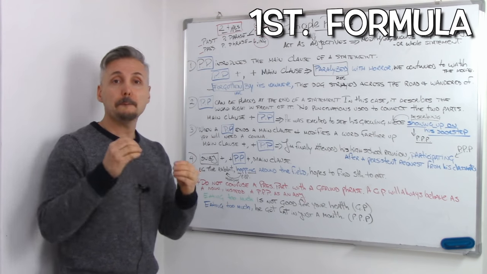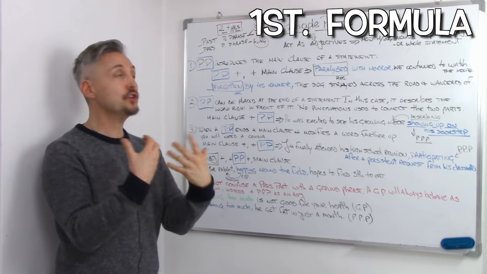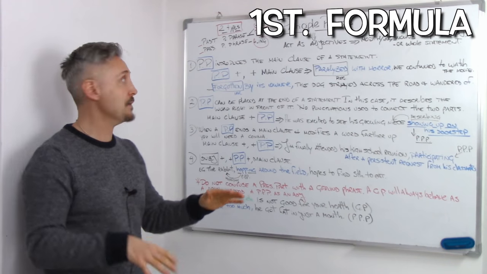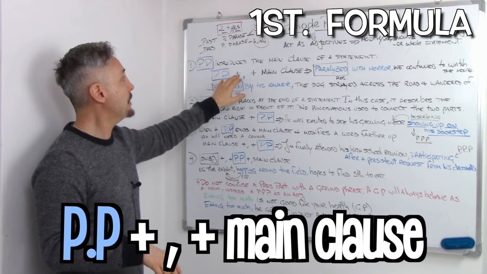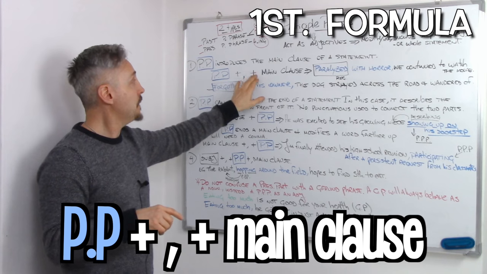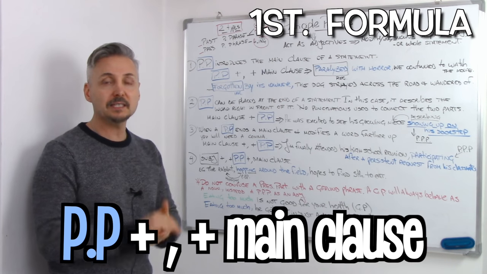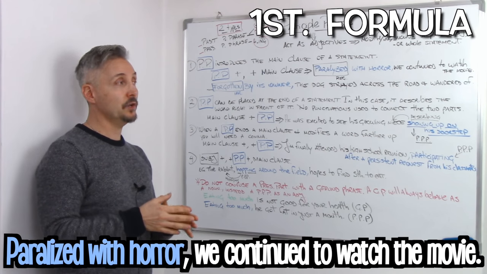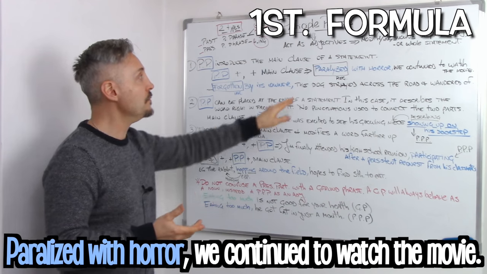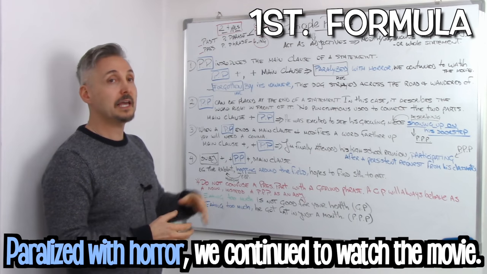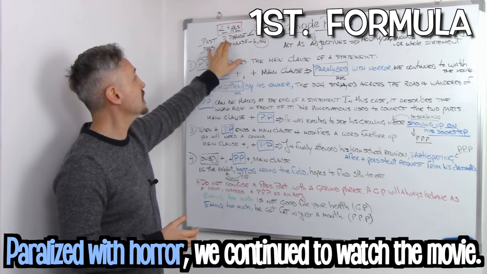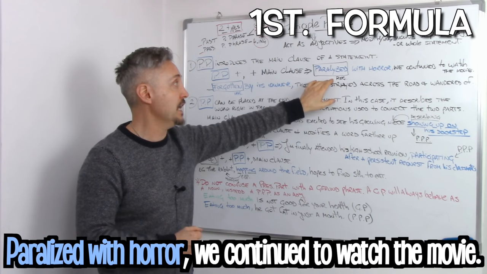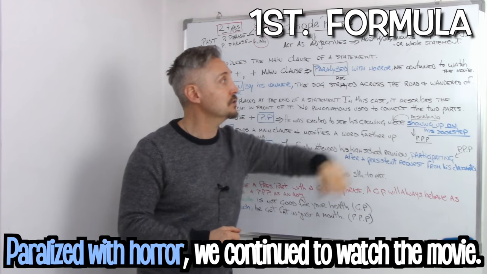We have the participle phrase, which introduces the main clause of a statement, and the formula for that would be participle phrase plus comma plus the main clause. Like my example, paralyzed with horror, comma, we continued to watch the movie. So here we have paralyzed. Paralyzed here is the past participle phrase and is a regular past participle phrase, right? Paralyzed with horror, we continue to watch the movie.